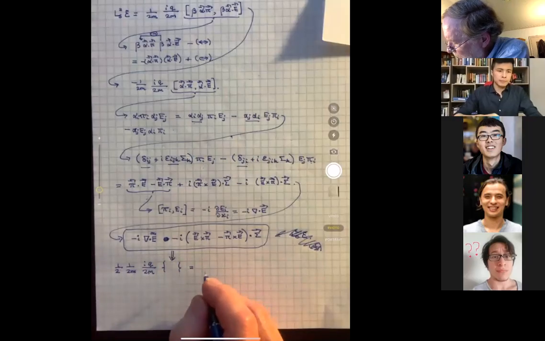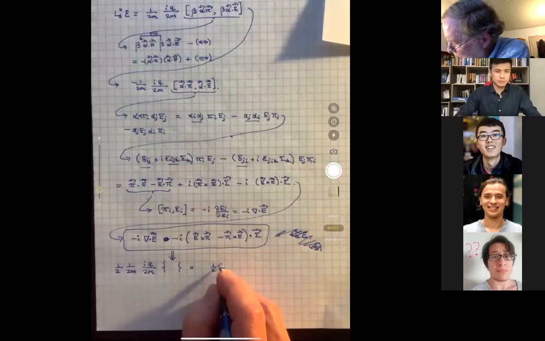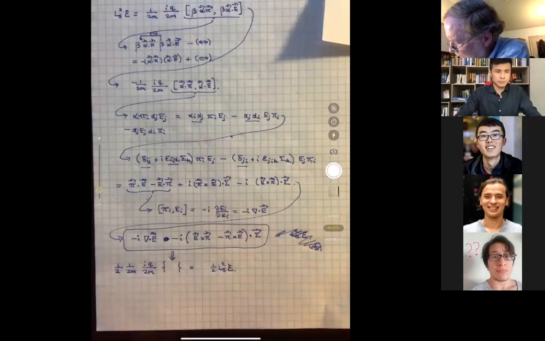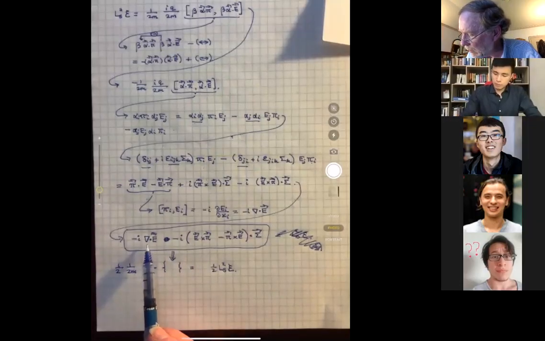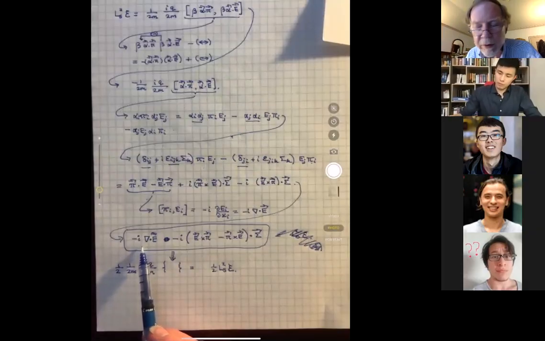That's equal to the 1/2 LS squared E, which is the term in the Hamiltonian. All right. Now, if you work this out, what you find is that the term that involves del dot E turns into the Darwin term in the fine structure corrections.